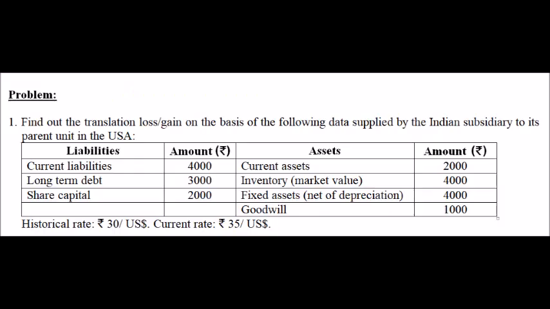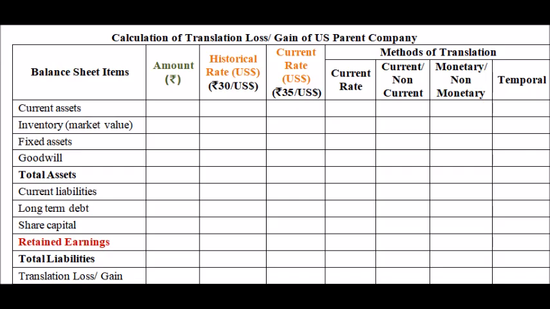Let's solve the first question on translation exposure. Referring to the question, try to tally both the sides, assets and liabilities. You will see that both the sides, assets and liabilities, are not matching. That balancing figure is from the liability side and we name it retained earnings. Draw the following table on your notebook.